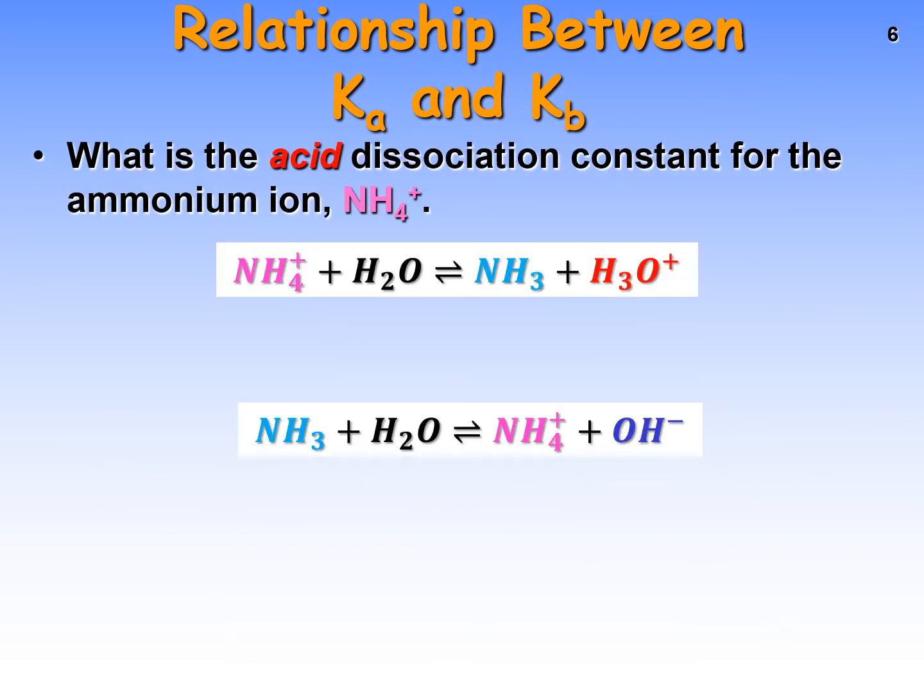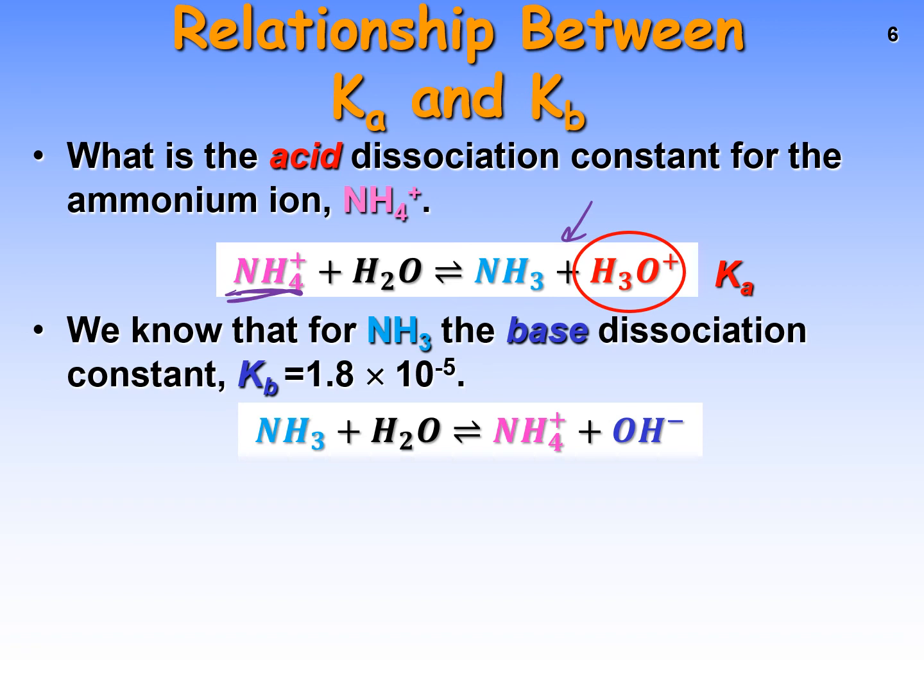So let's see why this all works out. Why does multiplying Ka times Kb give you Kw for a conjugate pair? Well, let's look at the equations, right? This guy is the weak acid dissociation of NH4+. This is a Ka, we're forming H3O+. The weak base dissociation for NH3 is this equation. We know that's a Kb because of the OH-.